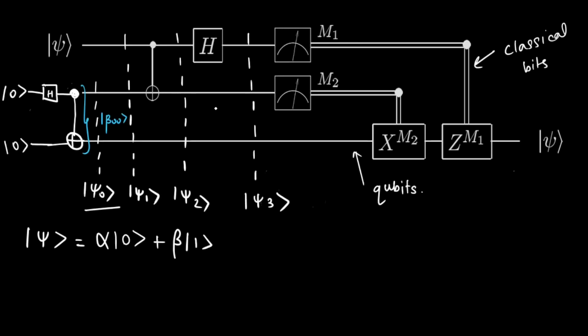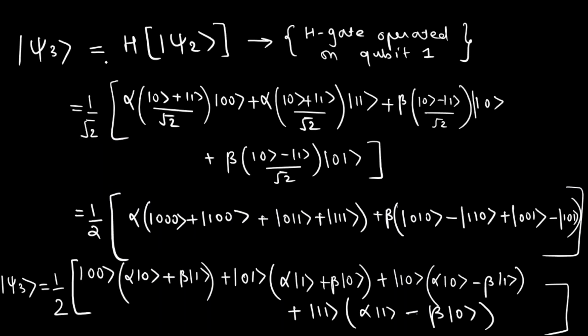Now from the diagram we can see that the first qubit of psi 2 is operated by the Hadamard gate, which will eventually give us the state psi 3. So let's see how it works. In order to get psi 3, the first qubit of psi 2 will be operated by the Hadamard gate. This operation will give us this equation, where the first qubit when operated by the Hadamard gate will give us (0 plus 1)/root 2 for the 0 qubit and (0 minus 1)/root 2 for the 1 qubit.